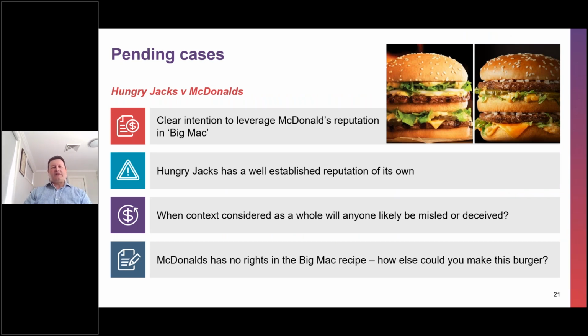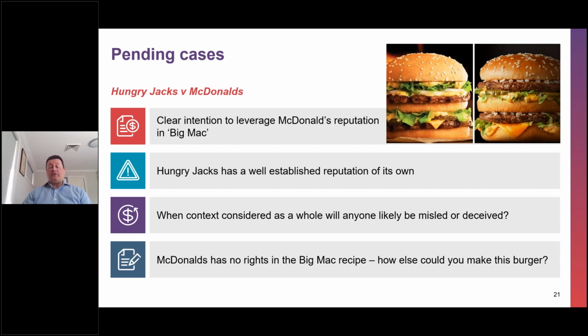So quickly turning to these pending cases, Hungry Jack's and McDonald's, and applying a couple of the things which we discussed today, I think we can all agree that there's a clear intention by Hungry Jack's to leverage off McDonald's Big Mac reputation. It's pretty clear, it's pretty obvious. If you're wondering which burger is which in the graphic there, Hungry Jack's burger is on the left, McDonald's burger on the right.